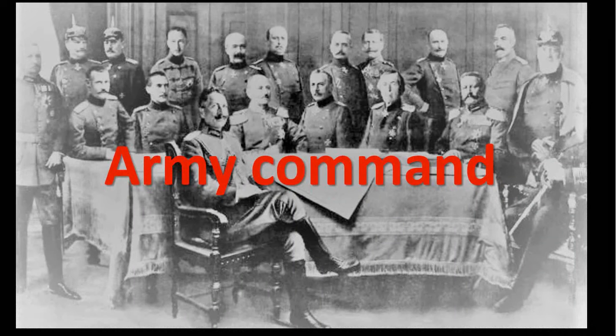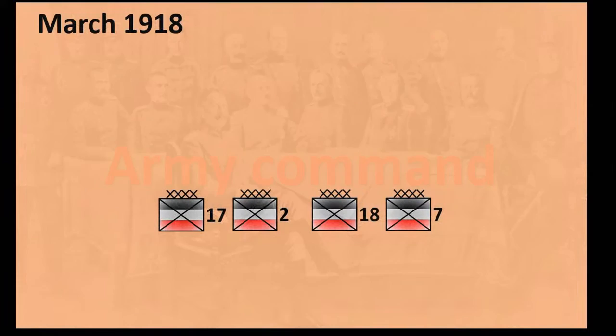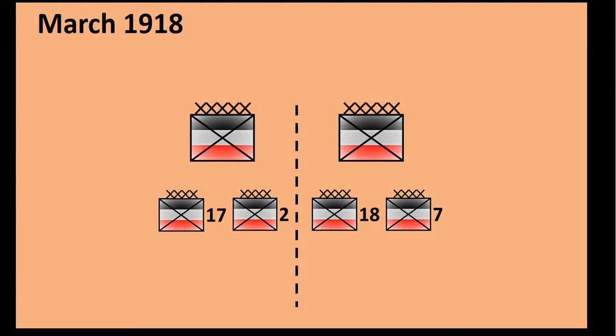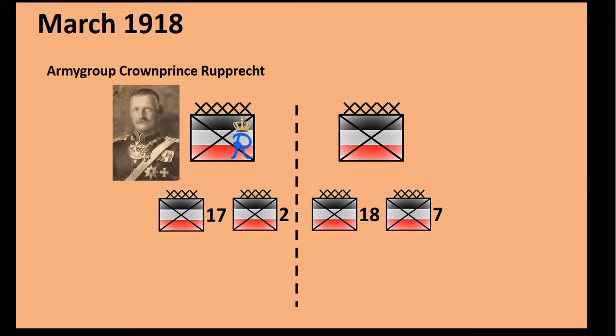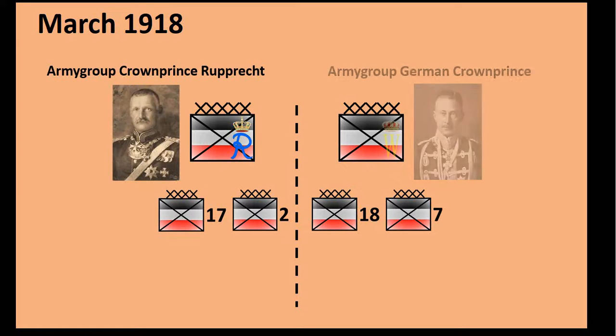Army command was another difference between the two offensives. In 1918, the armies involved in the offensive were divided into two army groups led by royal personalities, the Crown Prince of Bavaria and the Crown Prince of Germany.